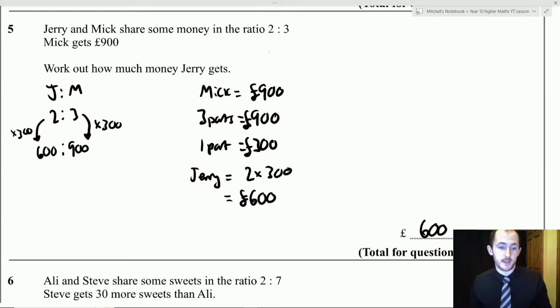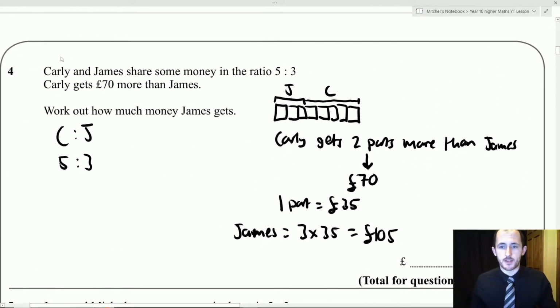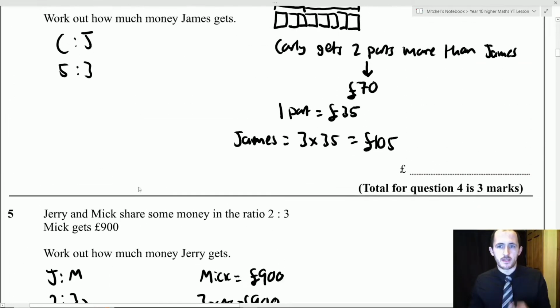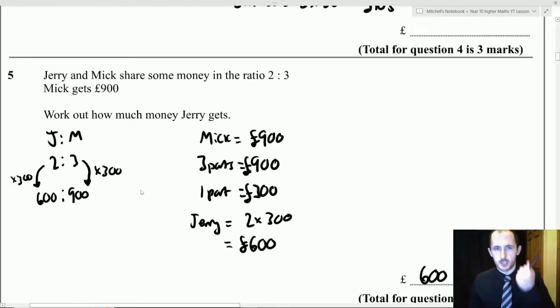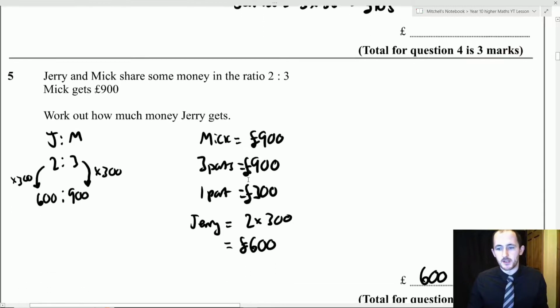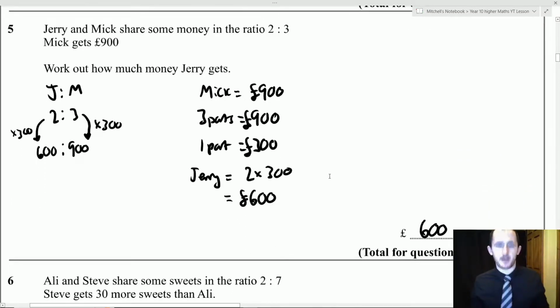What I will say is that this style of question can't be done in this second method. So since I'm a bit lazy, I like to know just one method. I like to use the parts method because it always works. But if you want to use both, it's totally fine. It doesn't really change anything, okay?